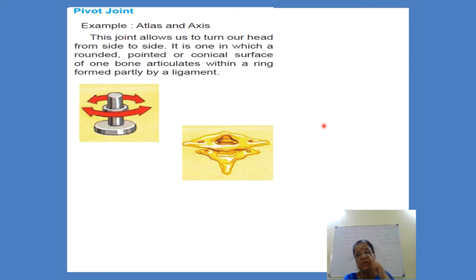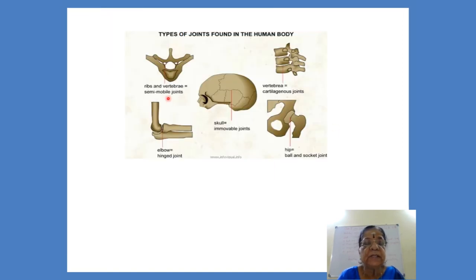Then the pivot joint, the one that turns the neck. Example, atlas and axis. In the vertebral column, the first vertebra is called atlas and the second vertebra is called axis. It shows pivot movement. This joint allows us to turn the head from side to side. It is one in which a rounded point or conical surface of one bone articulates within a ring. This one is articulated with this one. This is atlas and axis. This is the pivot joint. This is also a type of joint.